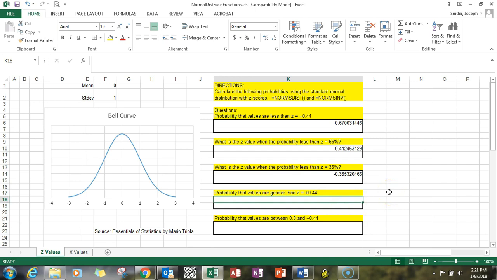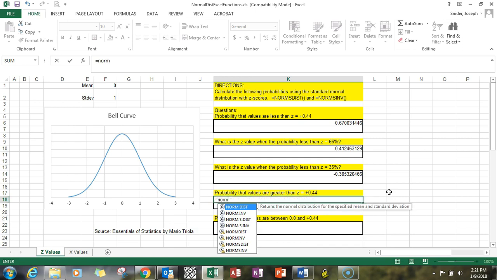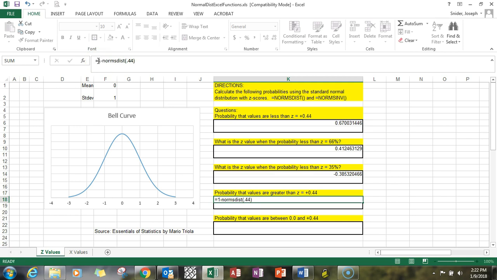The next one says the probability the values are greater than or equal to plus 0.44. So it's looking for a probability, but now we're dealing with a greater than, so what we have to do is do a 1 minus. Remember that from that normal probability lecture video, when you're seeing greater than, you end up doing a 1 minus because you're getting everything to the left of that number. So then 100% minus that number is what you really want, which is to the right.